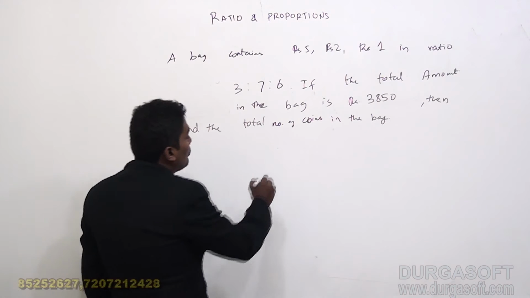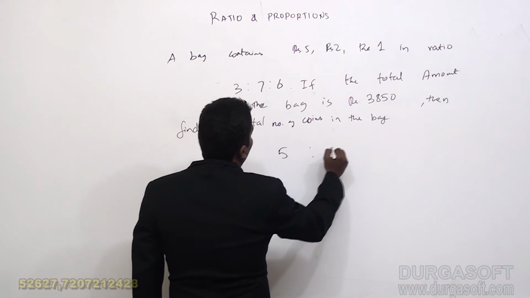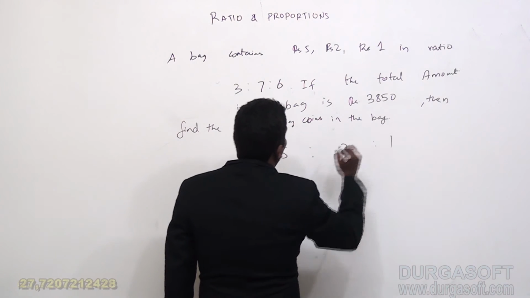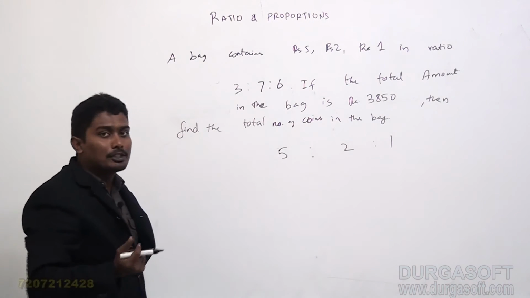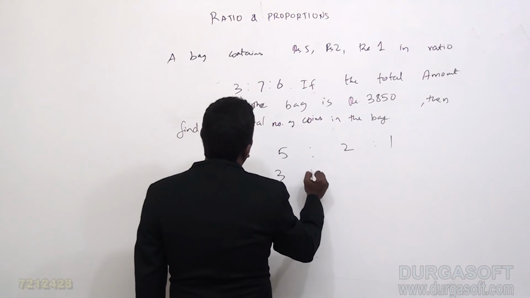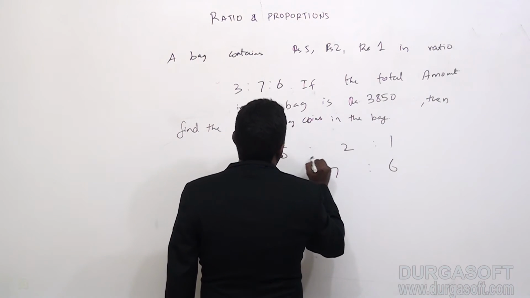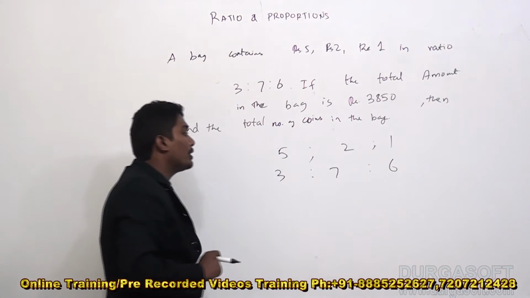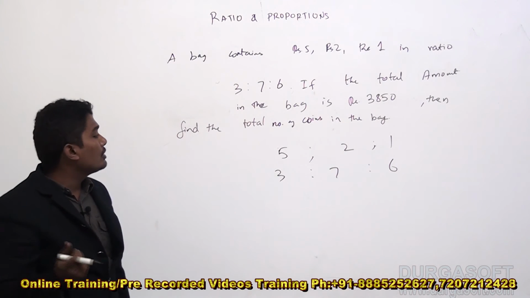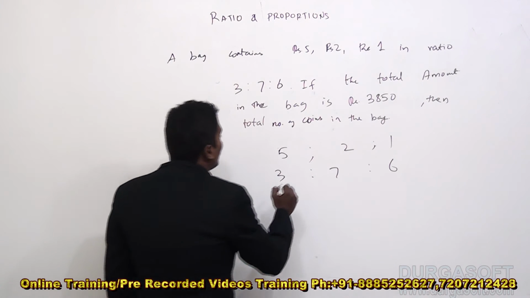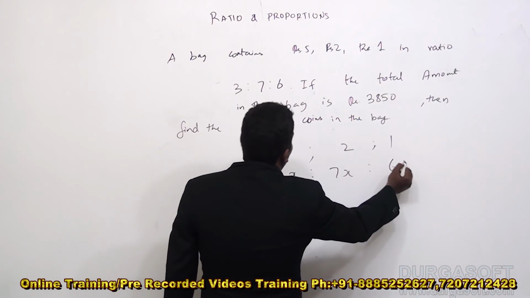Now 5 rupee coins are there, 2 rupee coins are there, and 1 rupee coins are there. The numbers are in the ratio 3:7:6. I'll take the common value as x.